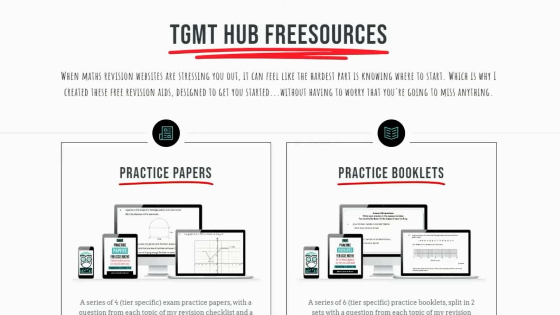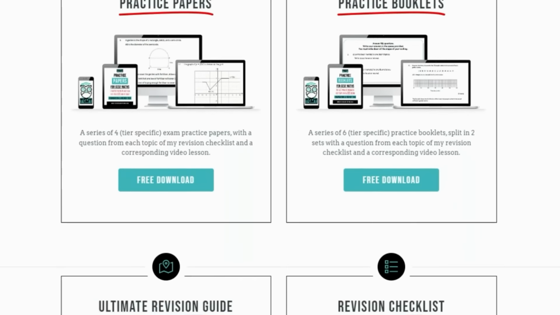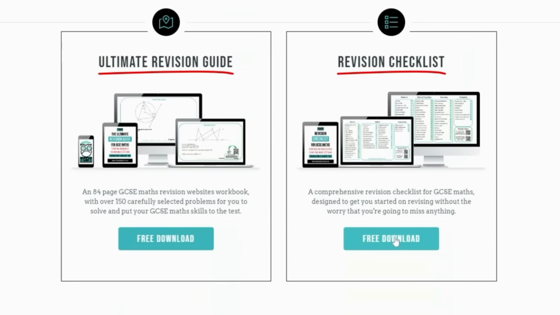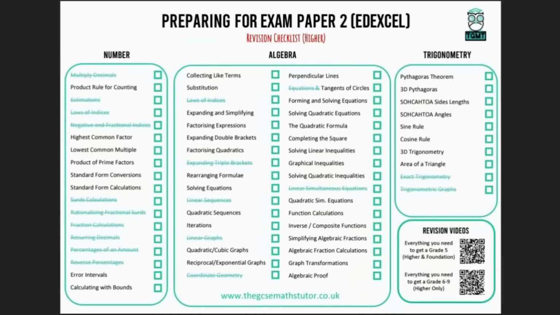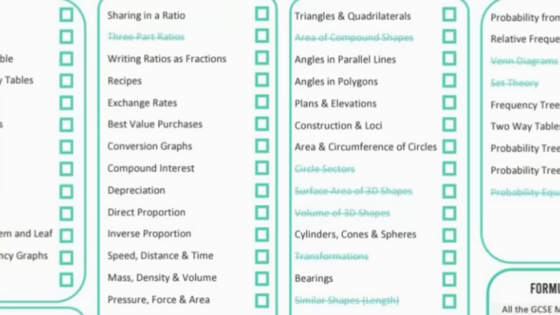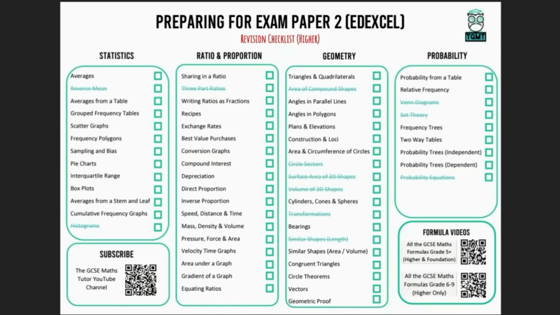Tip 1, my paper 2 revision checklist. Using the link in the description, go to my website and download my paper 2 revision checklist to identify the topics that you need to prioritise. Then work through those specific video lessons available for free on my YouTube channel.